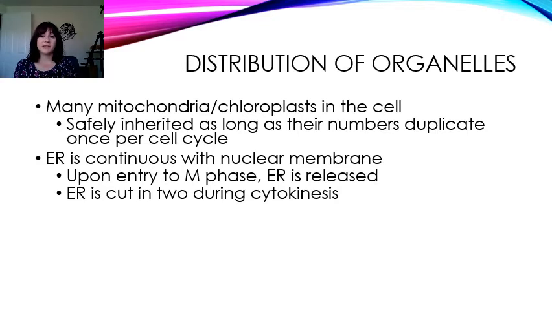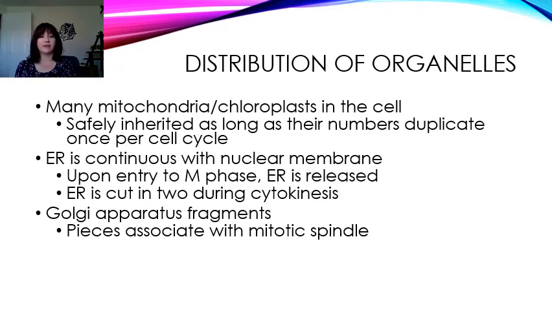The endoplasmic reticulum is a bit different. If you recall, it is actually continuous with the nuclear membrane. And so during M phase, the ER is released from the nucleus. So the nuclear membrane normally is continuous with the endoplasmic reticulum, but that connection gets cut off when the cell is going to undergo mitosis. And then the ER gets cut in two during cytokinesis.